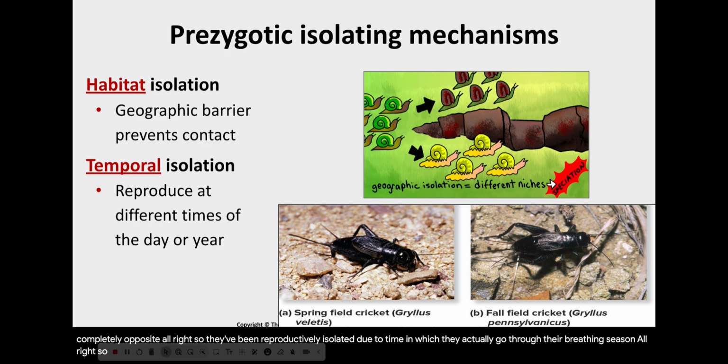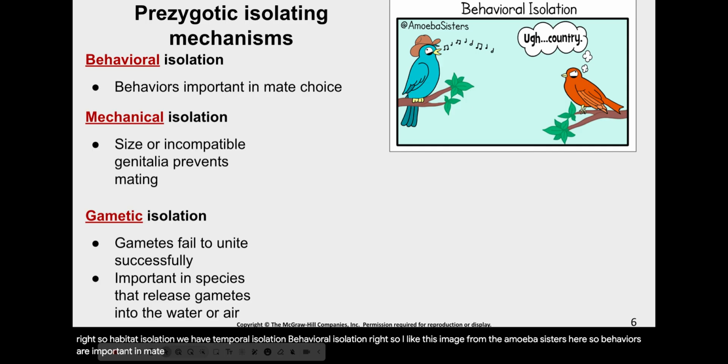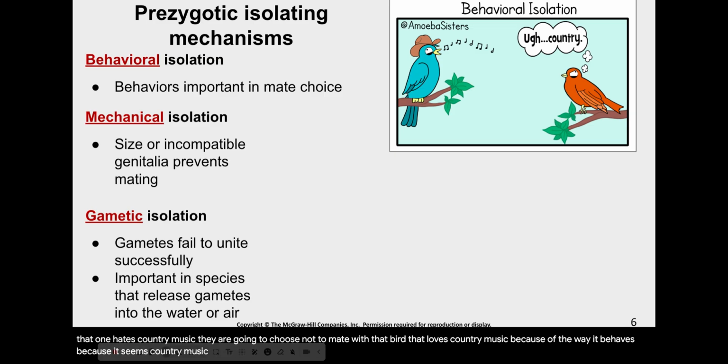So we have habitat isolation, we have temporal isolation, and we also have behavioral isolation. I like this image from the Amoeba Sisters here. Behaviors are important in mate choice. Here we have two birds. One is singing a country music song, the other hates country music. Because that one hates country music, it is going to choose not to mate with the bird that loves country music, because of the way it behaves, because it sings country music. So its behaviors are dictating whether or not these individuals will mate.